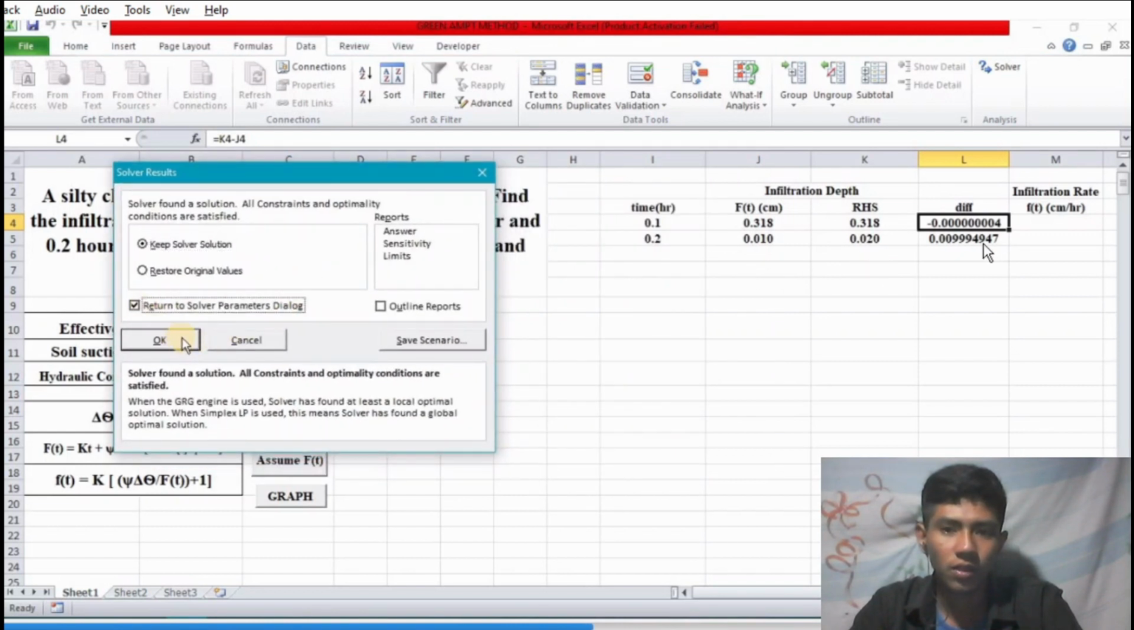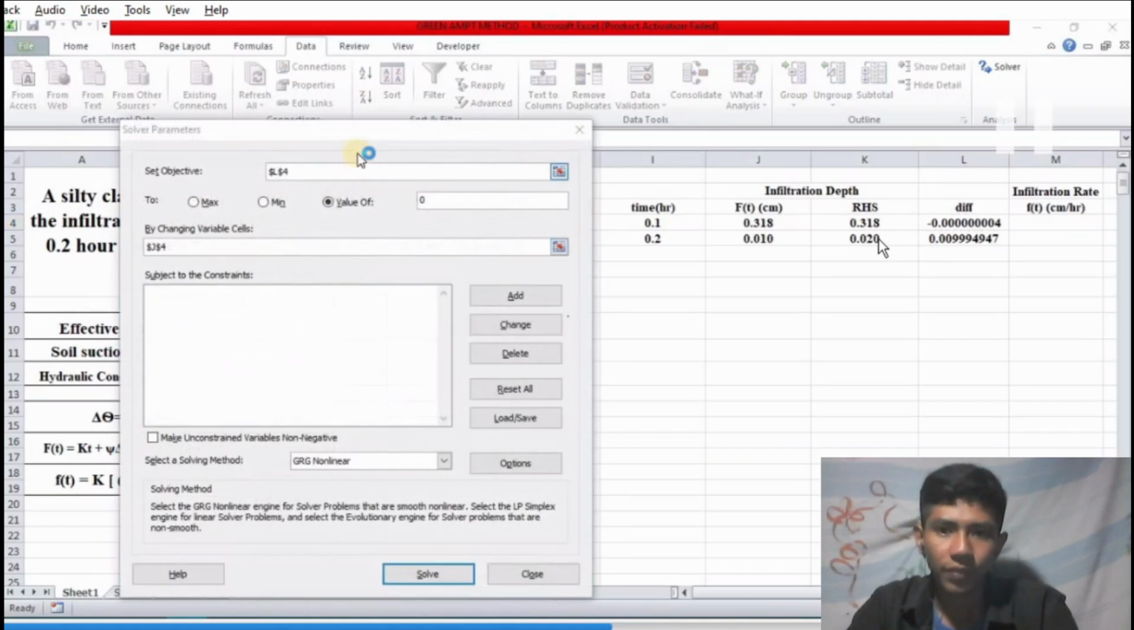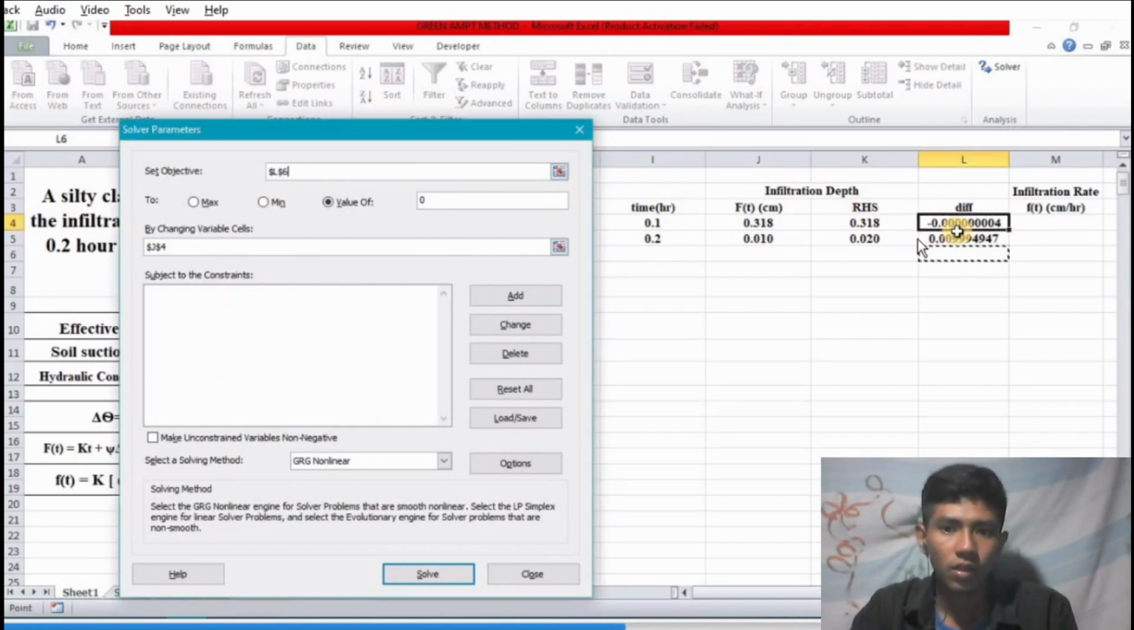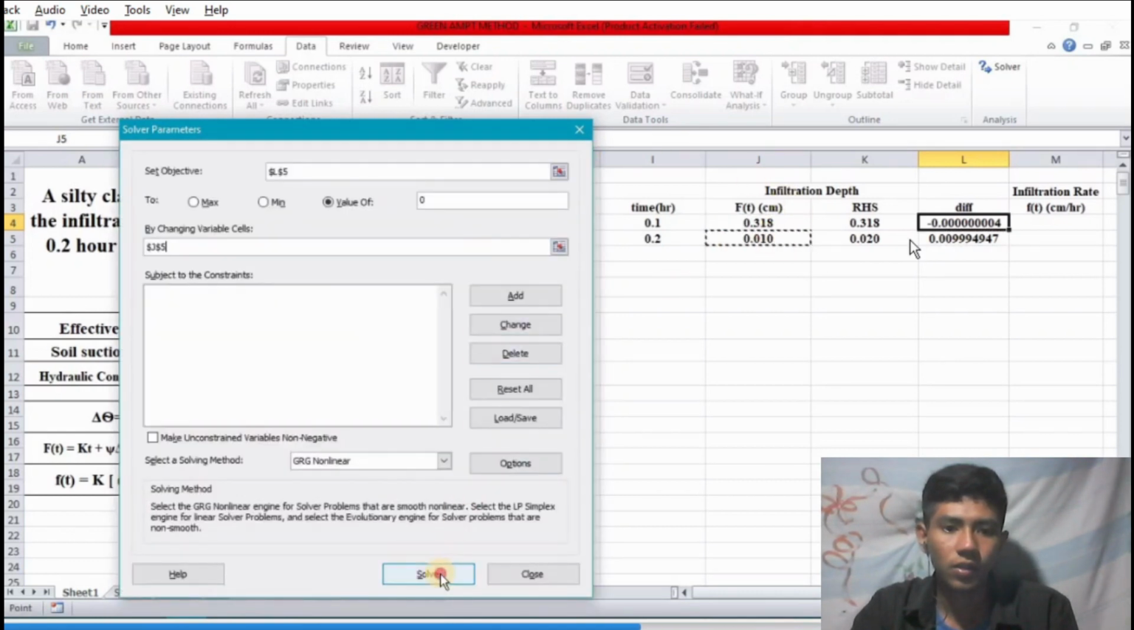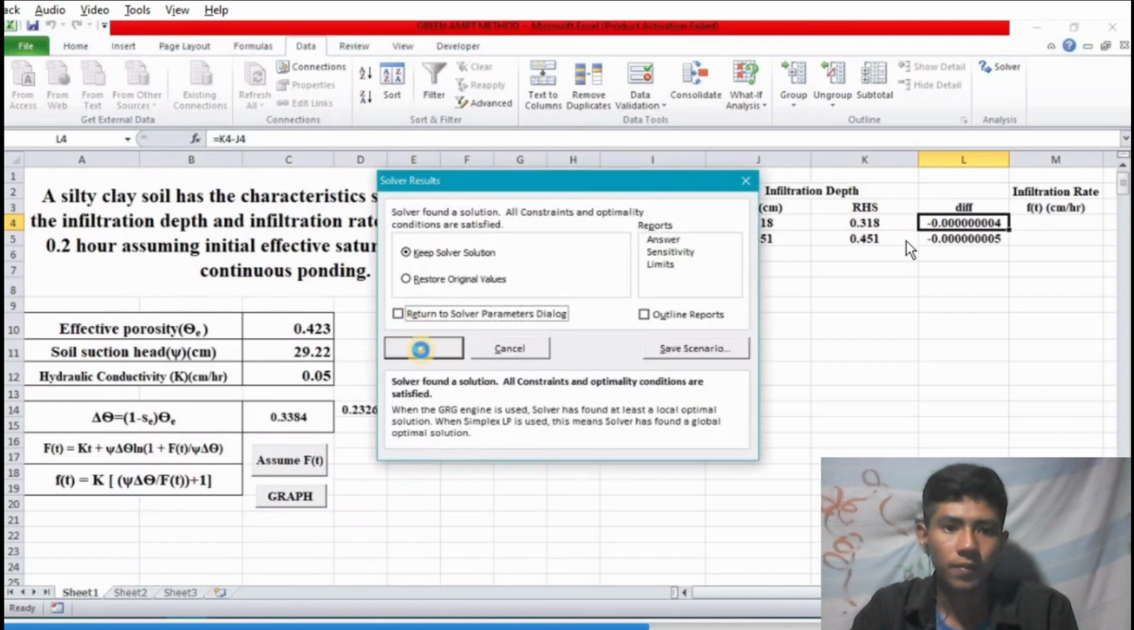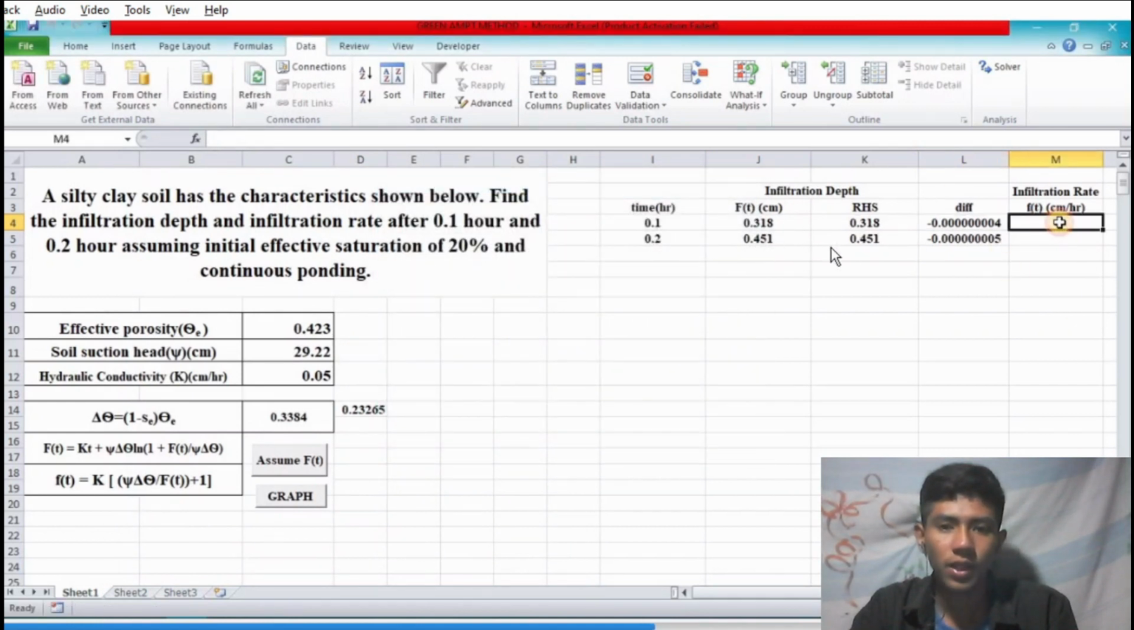We're doing the same in this part, but you can see here the difference got very small. The difference went down so much, and as you can see, the two values are now the same. That is the function of the Solver, by changing that part. Okay, solve. Now they're the same.